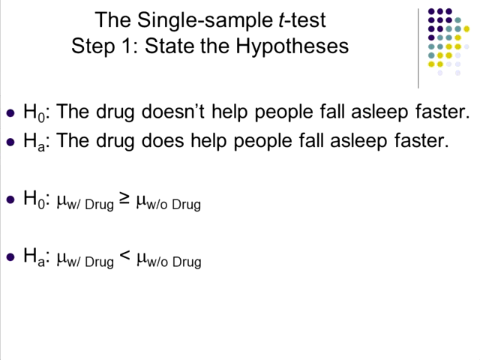So lo and behold, a single sample t-test, guess what I did to create this slide? Copy and paste. It's the exact same slide as the z-test. There's no reason that this would change in any way, shape, or form, okay? The alternative is the drug helps people fall asleep faster. The null is either no change or worse, right? I mean, exactly the same.